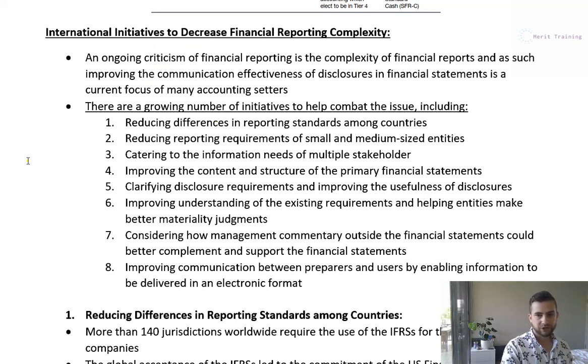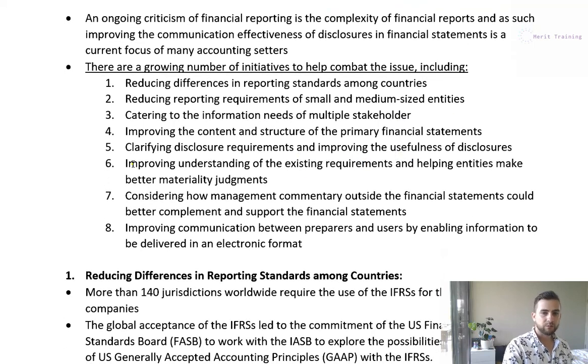There's a growing number of initiatives to help combat the issue, including number 1, reducing differences in reporting standards among countries. So trying to make IFRS the main standard without having Australian differences and New Zealand differences and so forth. Number 2, reducing reporting requirements of small and medium-sized entities. Number 3, catering to the information needs of multiple stakeholders. Number 4, improving the content and structure of the primary financial statements.